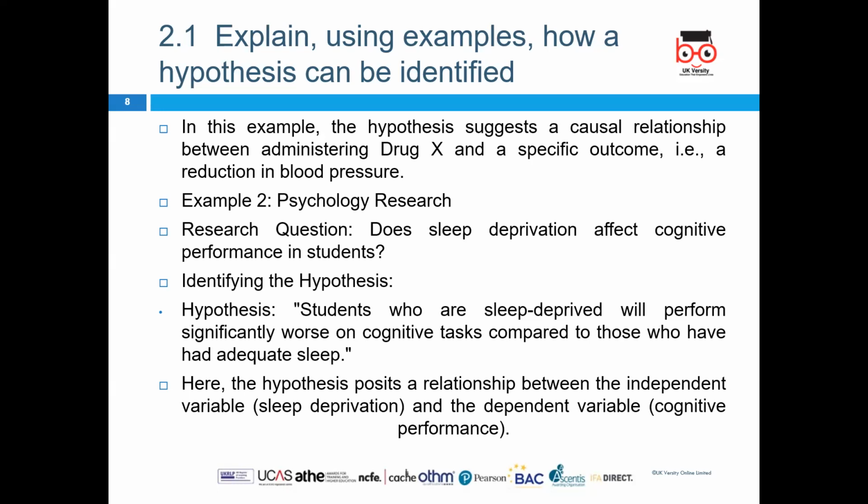Now let's look at example 2, which is in psychology research. So here the research question could be, does sleep deprivation affect cognitive performance in students? So basically it is that students who sleep less perform worse compared to students who sleep normally. So how do we identify the hypothesis? The hypothesis is students who are sleep deprived will perform significantly worse on cognitive tasks compared to those who have had adequate sleep. So this is the hypothesis.